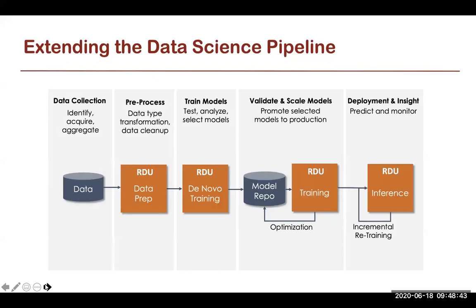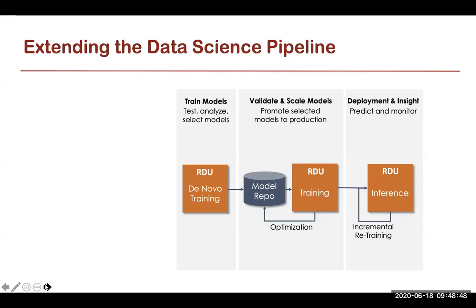So I talked about the machine learning component of the data science pipeline, which starts with training a model from the start. We call this de novo training, where you train it from the very beginning. But typically what happens is you start with an existing model and you might tune it to your particular environment, your particular problem. So this idea of scaling and optimizing a model is typically done by taking an existing model, maybe a BERT model or a recommender model, and then tuning it for your particular environment. And then you might deploy that model, and of course you'd want to do that very efficiently.